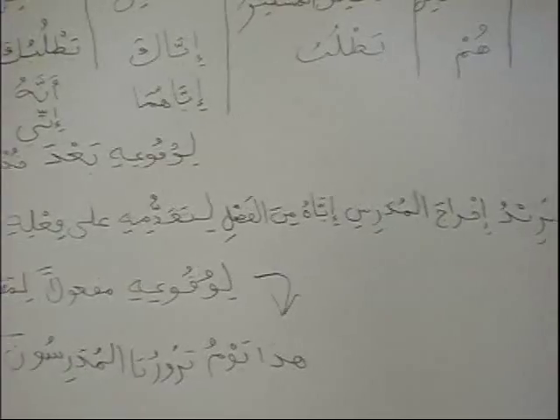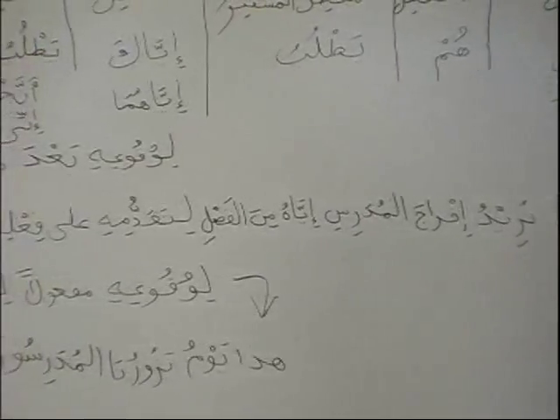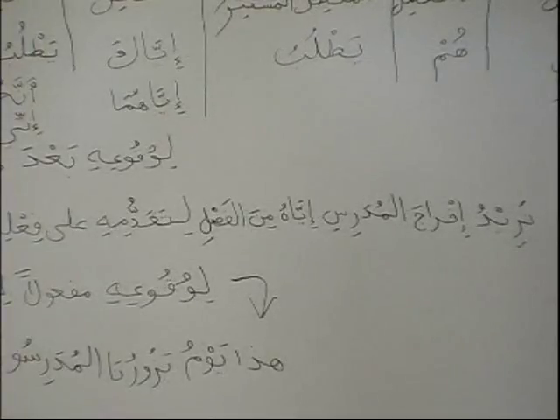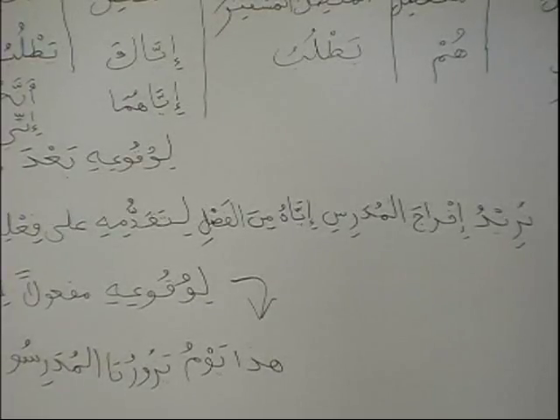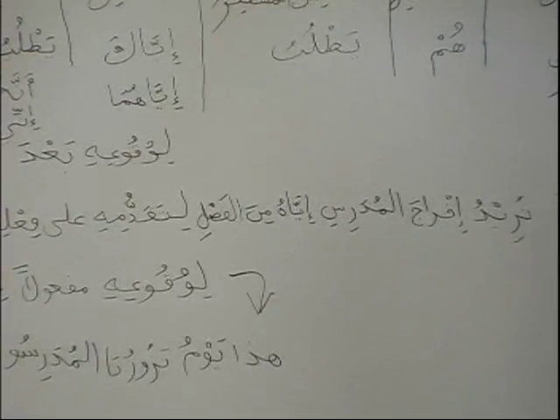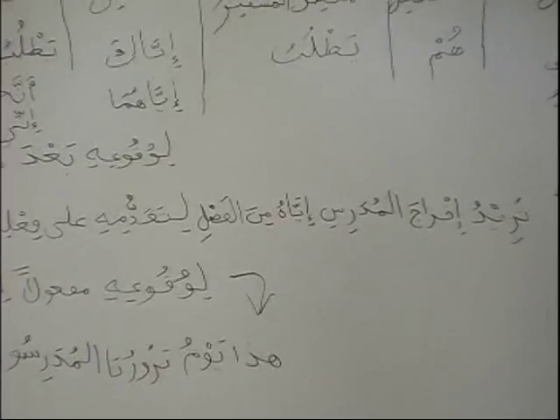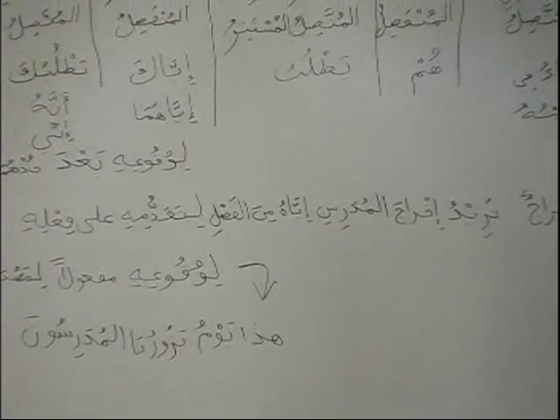in front of the one which is mentioned in the book. This is number 2. Can you see the number 2? Can you read the number 2, brothers and sisters? Nuridu an yukhrijahu al-mudarrisu min al-fasli. Now change it and it can come like this.